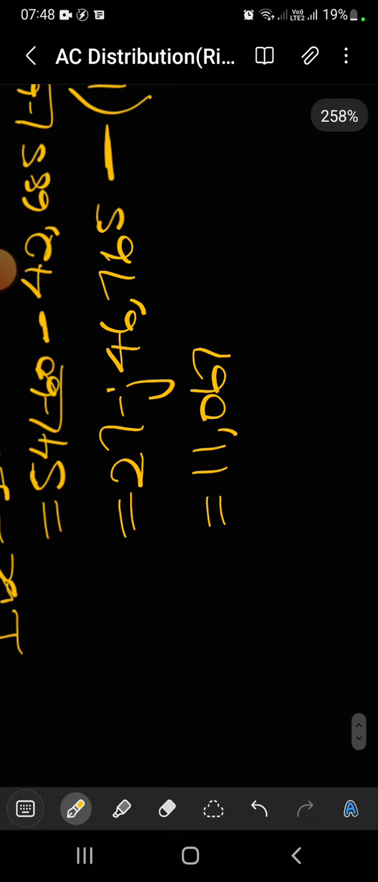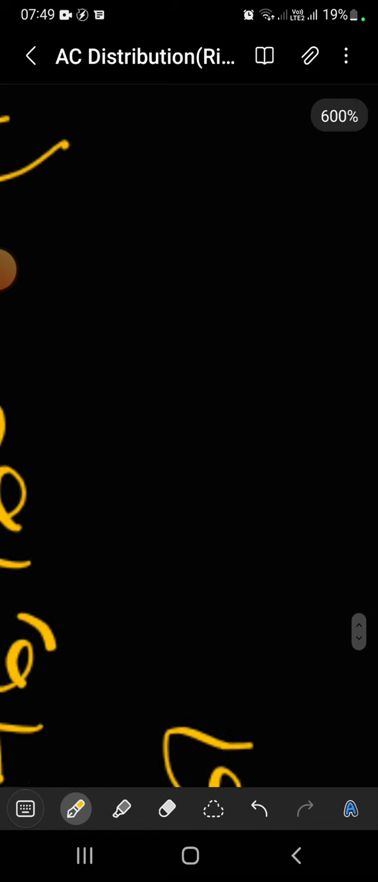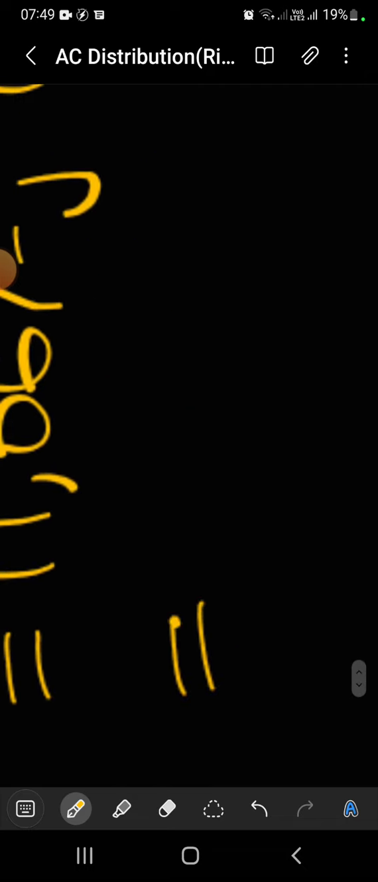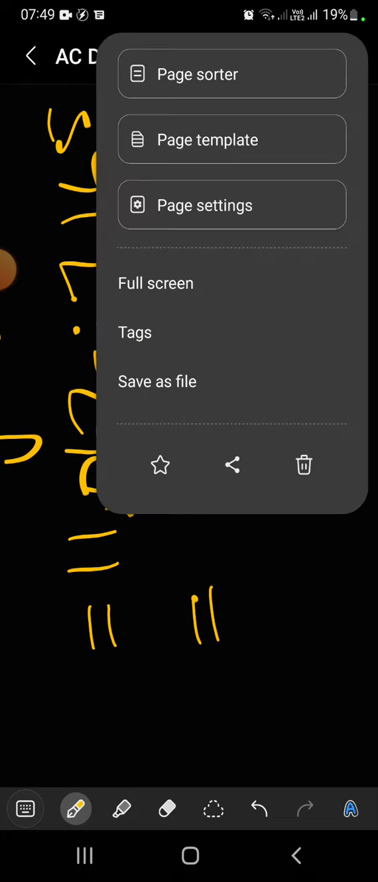Now let's look at the imaginary. That's minus 46,765 plus 39,6, which is minus j 7,165. Let's convert that to polar and then confirm with the slides. That's polar of the answer.